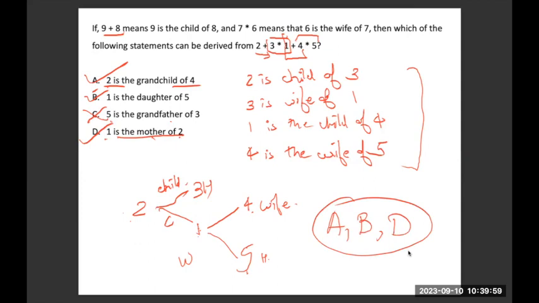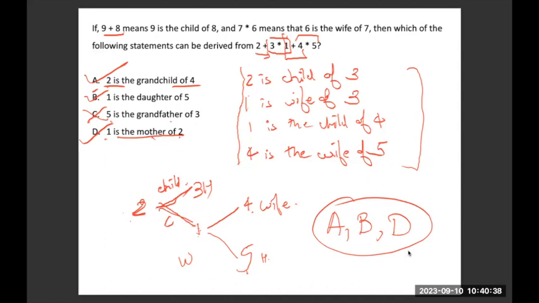In this case, you understood that much? 2 is child of 3. 3 is wife of 1. Yeah. Okay. After this, I made this diagram. 2 is the child of 3 and 1. One second, I have to, sorry. This will be 1 and 3. 1 is wife of 3.